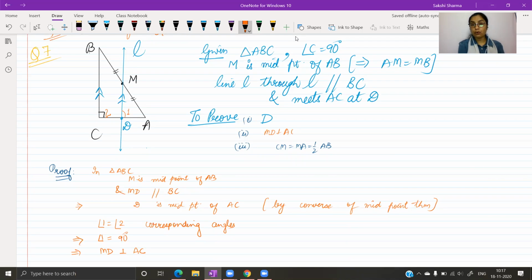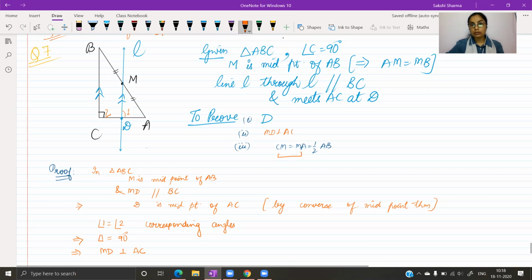And then finally, for the third part, you have to prove CM equals MA. The last part, as I already told you, MA is half of AB because M is the midpoint. So that's not to be proved. It's obvious because M is the midpoint. So you can directly write down that AM and MB, the two parts of AB, are actually halves of AB. We have to prove CM equals MA, and that's what we will focus on.